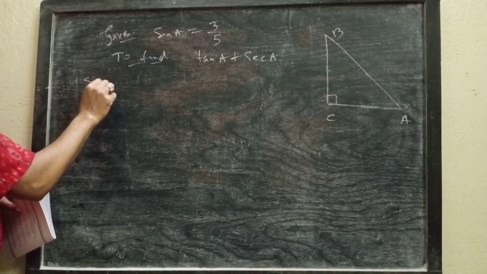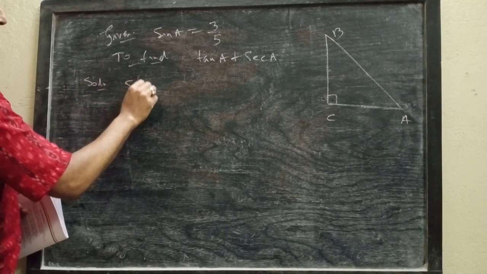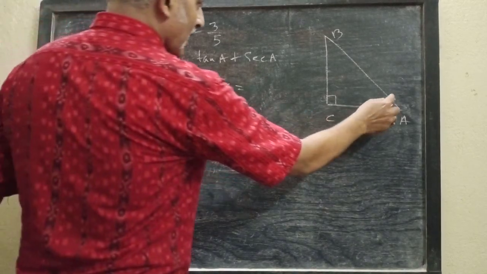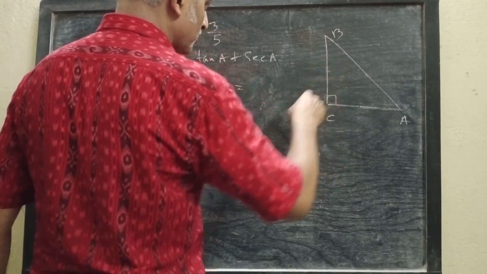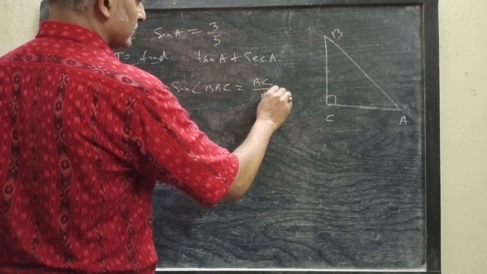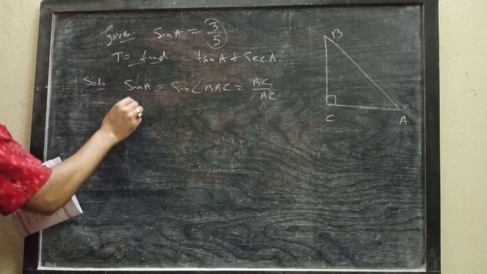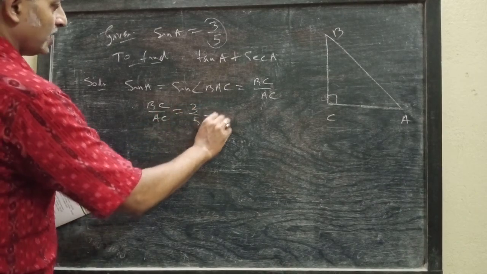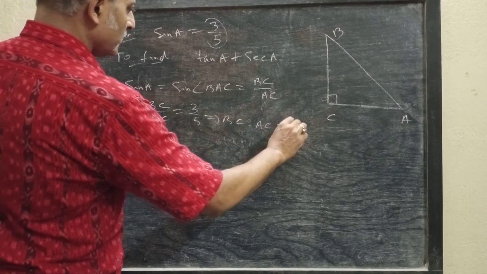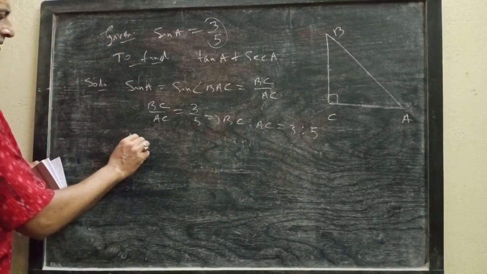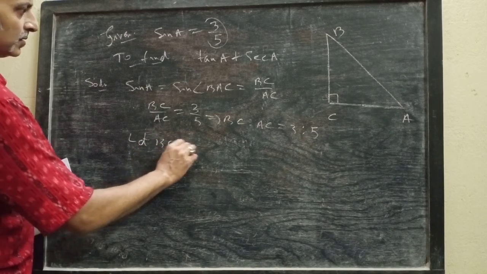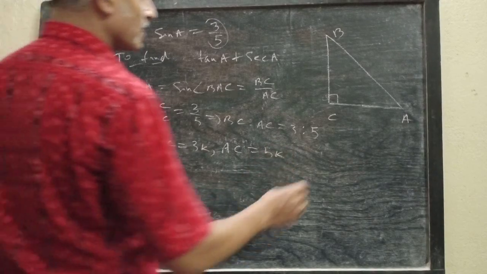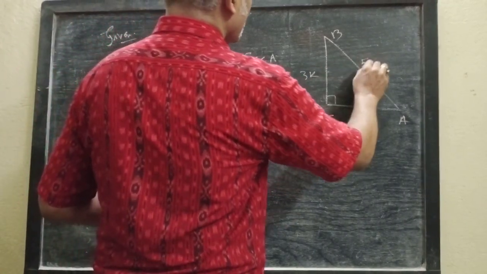Solution. Sine A, that is sine of angle BAC, the perpendicular will have to be, so this will be BC by AB. And this is given to be 3 by 5, therefore BC by AB is 3 by 5, that means BC is to AB is 3 is to 5. So let BC equal 3K and AB equal 5K.